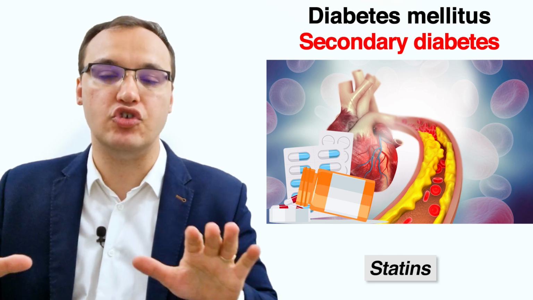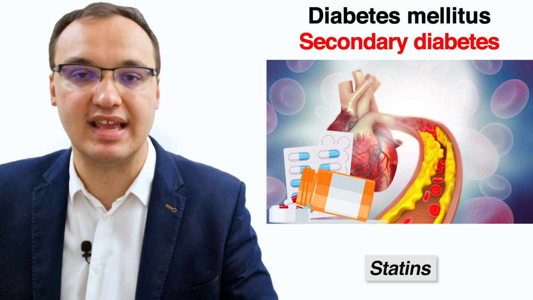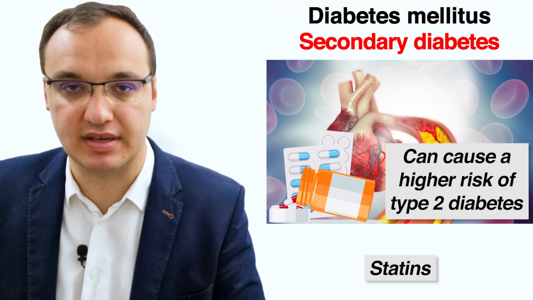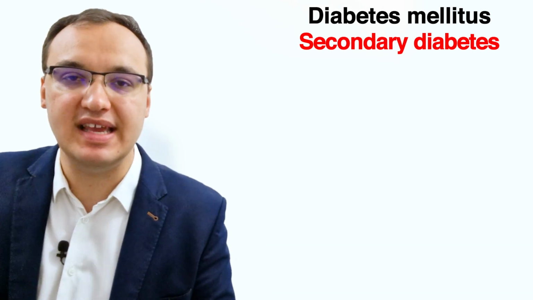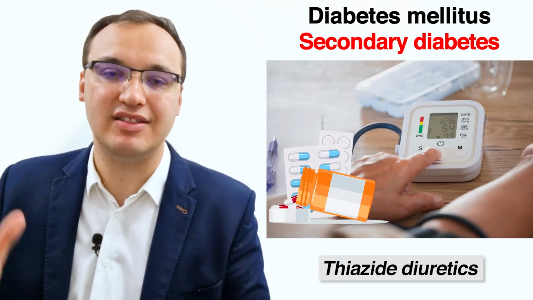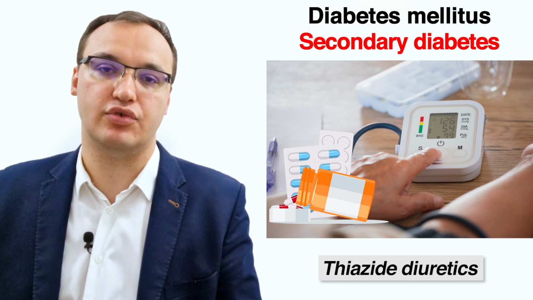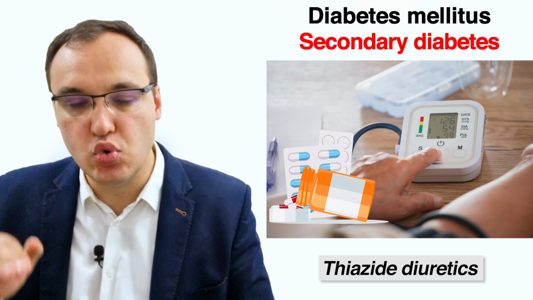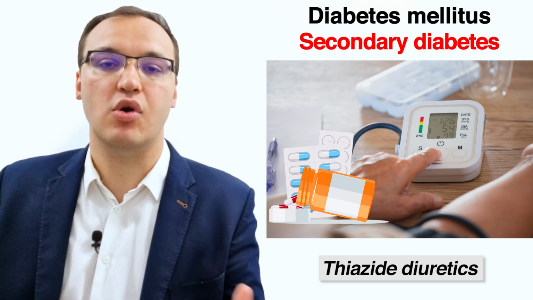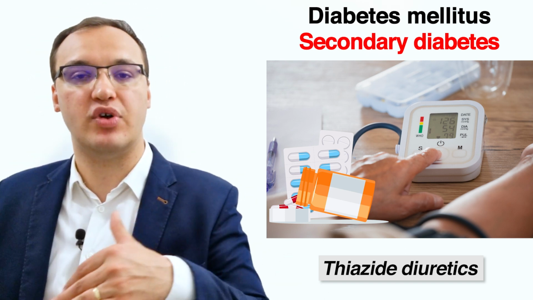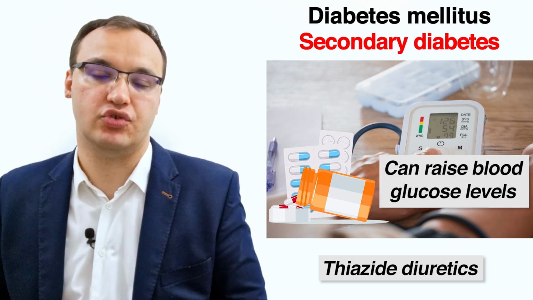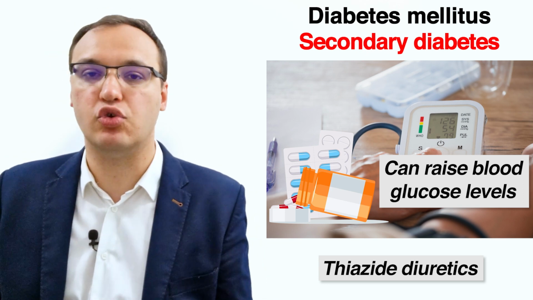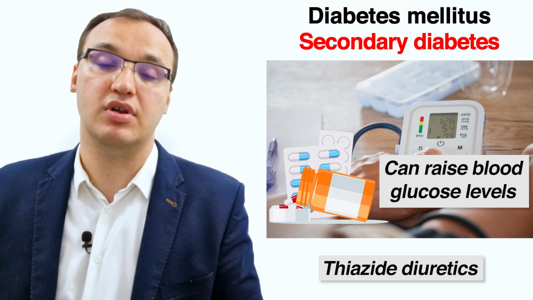Statins are medications that are used to lower cholesterol. However, taking higher doses of statins causes a higher risk of type 2 diabetes. Thiazide diuretics, beta blockers and antipsychotics also play a role in secondary diabetes. Thiazide diuretics are taken to reduce high blood pressure or remove excess water from the body. However, one side effect of taking thiazide diuretics includes increased blood sugar levels. And if treatment with the thiazide diuretics is not stopped, then blood glucose levels may not return to normal.